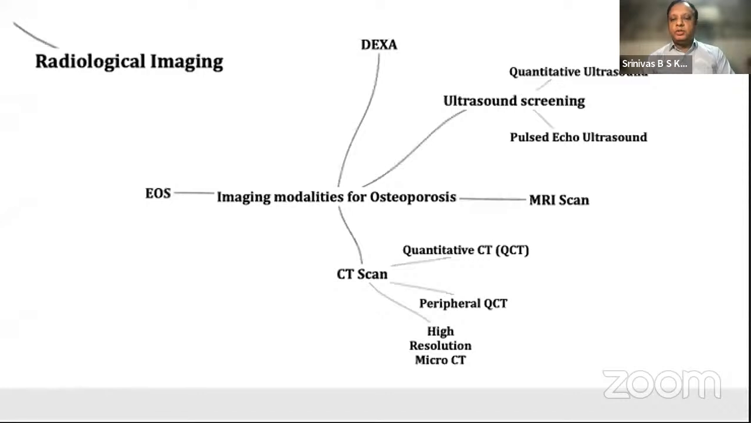Imaging of osteoporosis includes radiographs, ultrasound, CT, MRI, and EOS, apart from the DEXA that Dr. Murali has talked about. I will go through imaging other than DEXA just for completion's sake.